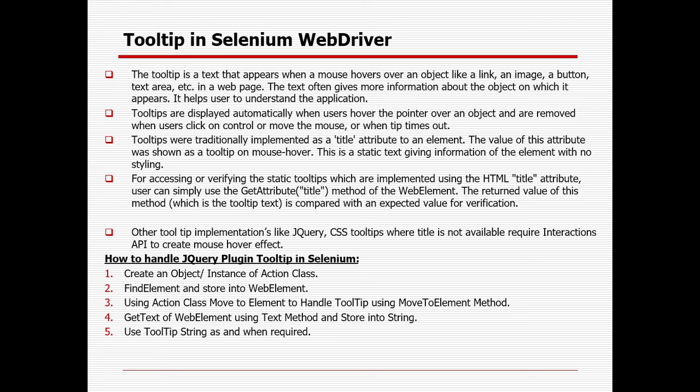So you need to create an object or instance of the Actions class. You need to find the element and store it there, and after that with the help of MoveToElement, Build and Perform, you need to mouse over to that particular element. Then you need to identify the text that is visible after mousing over, and you can store that text in some web element with the help of CSS or XPath. Then with the help of the Text method you can print it or store it in some string, and after that you can use it as and where required.